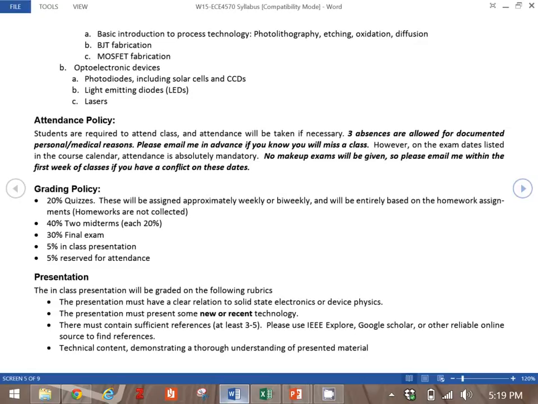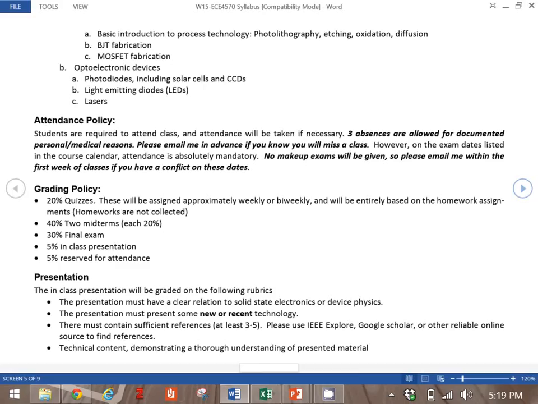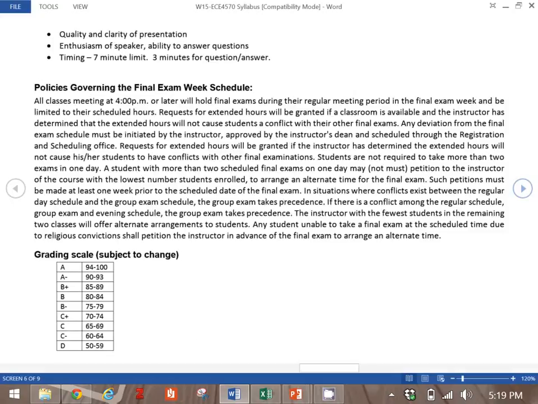The presentation should have a clear relation to solid-state electronics. It must present something, a new or recent technology. There have to be sufficient references, at least 3 to 5, and they should be reliable references, not just some random website, but a journal article or a magazine like IEEE Spectrum. And the presenter should demonstrate a thorough understanding of the presented material, the technical content, quality and clarity of the presentation, the enthusiasm of the speaker, and the timing. The timing, we're actually going to probably have a 5 or 6 minute limit this term, just because there are so many students here, and we want to make sure that we have enough time to cover class material.